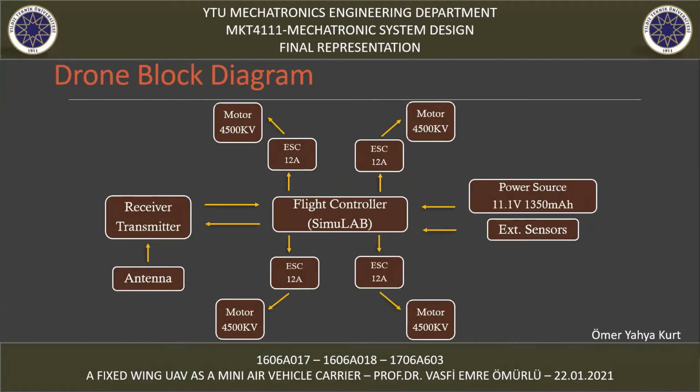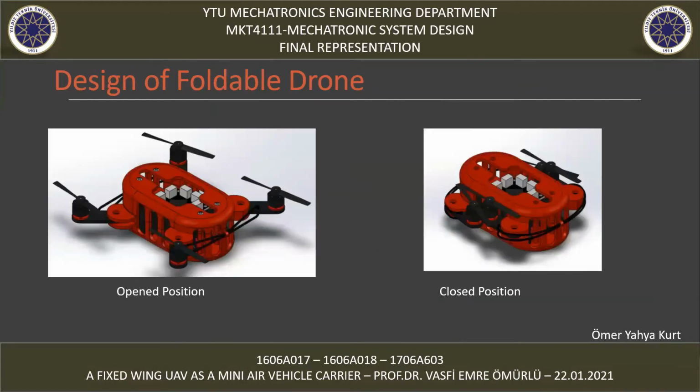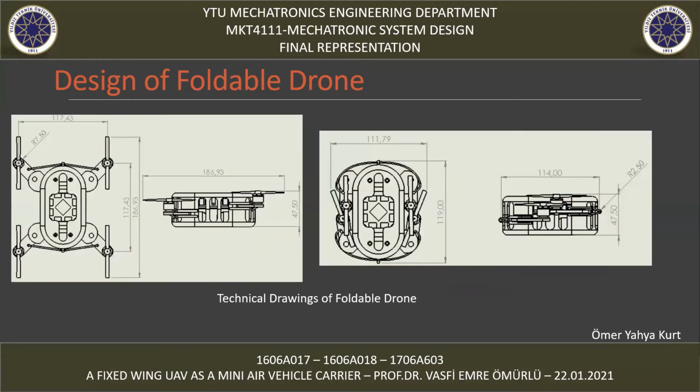Block diagram of drone is shown in figure. The useful load volume has been reduced by providing the arms to be foldable with the joint design. An elastic rope design has been made for self-opening in the air. The image shows the drone opened and closed position. It's seen in the technical drawing that the designed drone has reached the desired dimensions, thanks to its folding feature. 46% gain in volume was obtained.